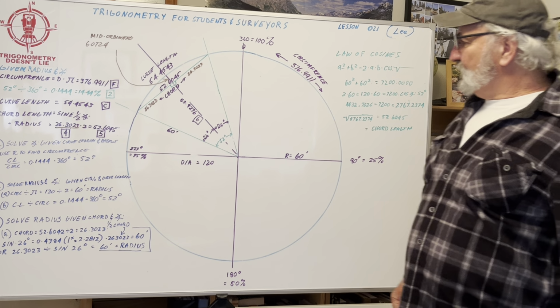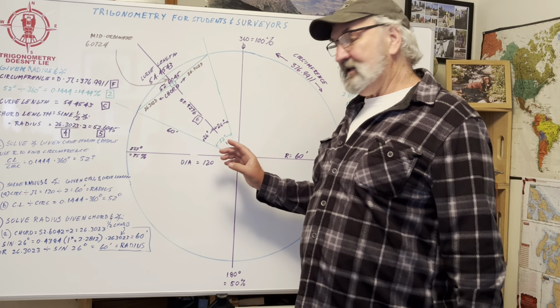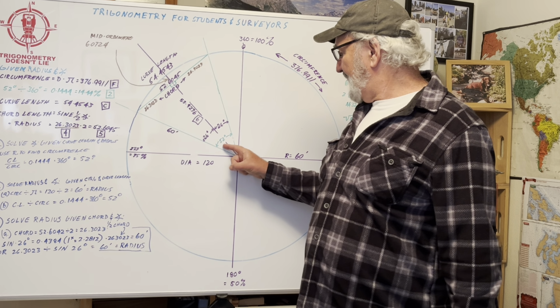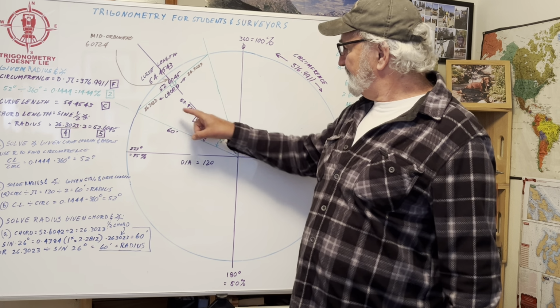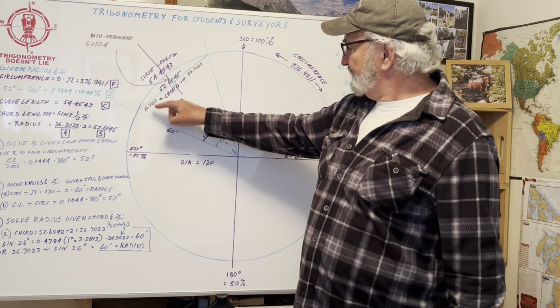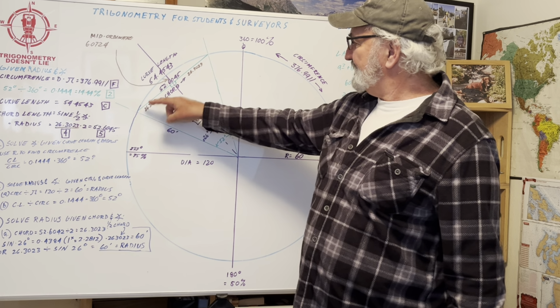So there we've taken the radius and the angle, and we've solved both of these halves. We've solved the chord and we've solved the curve length.